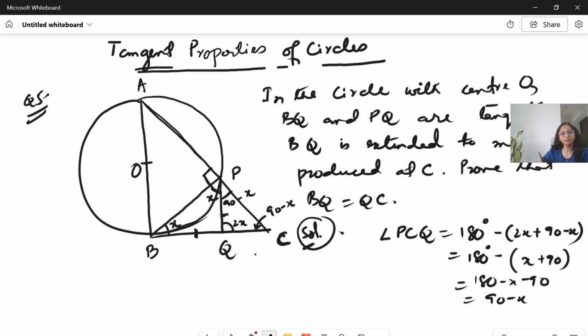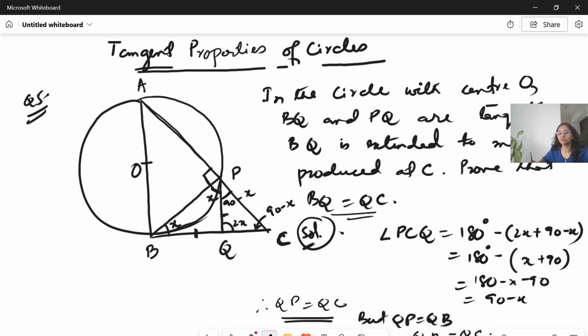So if you look at triangle PQC, QPC is 90 minus x, and PCQ, this also we are getting 90 minus x. So we can say that therefore QP is equal to QC because the base angles are equal. So QP is equal to QC. Now if QP is equal to QC and QP was already equal to QB, we get that QB is equal to QC.